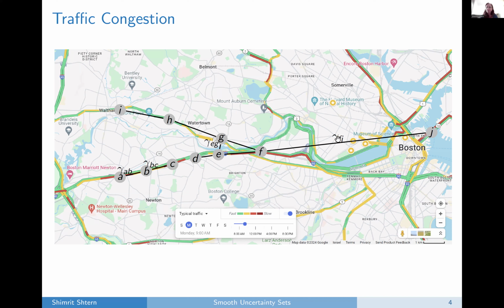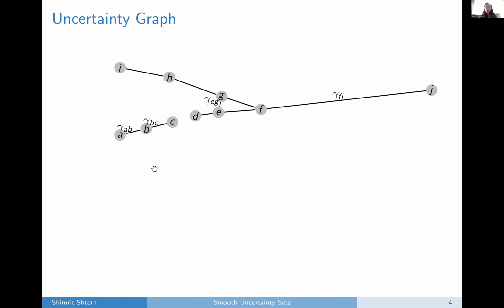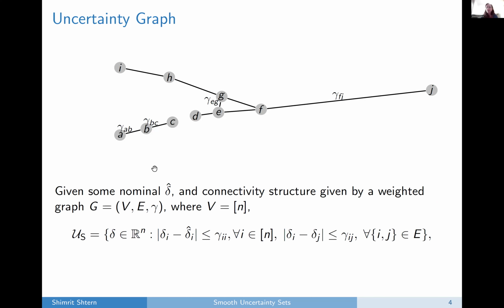And we have parameters gamma for each of these pairs of road segments that will limit how far the congestion of these segments would be from each other. So looking at this kind of graph, we can call this an uncertainty graph. And from this uncertainty graph, we can build an uncertainty set.